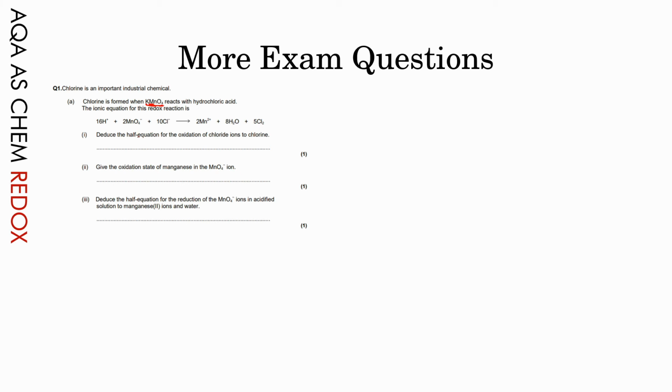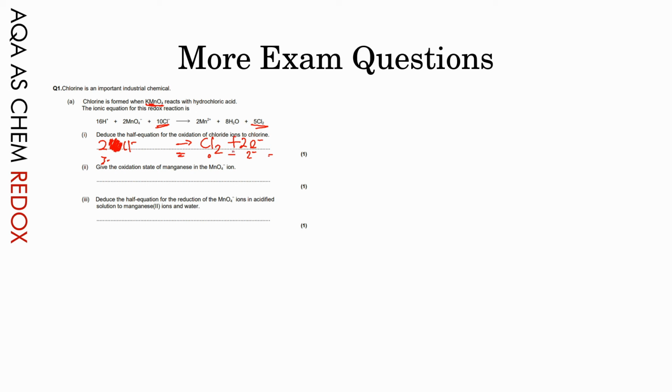For 1 mark, deduce the half equation for the oxidation of chloride ions to chlorine. So, chloride ions to chlorine. 10Cl-, or rather 2Cl- to Cl2, because we want the simplest thing. This is just 5 lots of that. And to get there, that's oxidized, so that loses 2 electrons to make a 0. This is 2-, so you need 2e- here to balance that out.